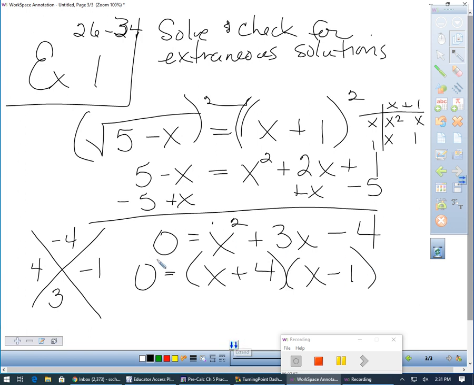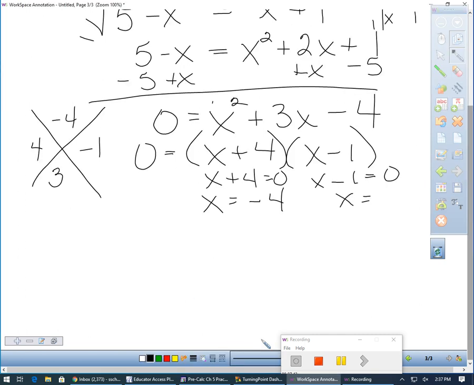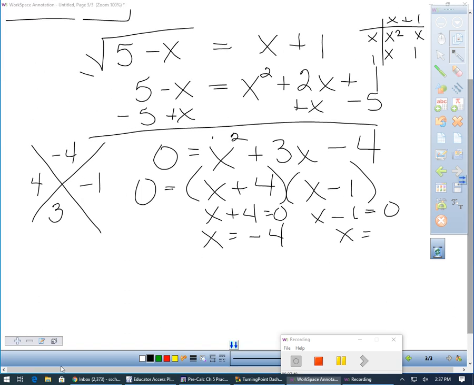So now, any factor you have with an x in it, we set equal to 0. So x plus 4 equals 0. X minus 1 equals 0. So the first solution we get is x equals negative 4. And the second solution we get is x equals 1. Now we have to check for extraneous solutions. So remember our original problem was the square root of 5 minus x equals x plus 1, right? We're going to test our solutions in that original equation.